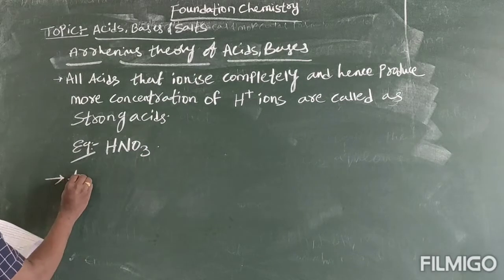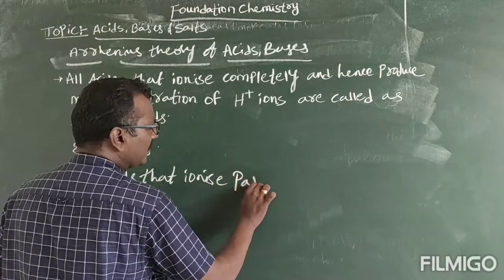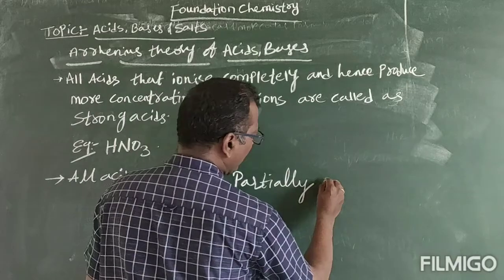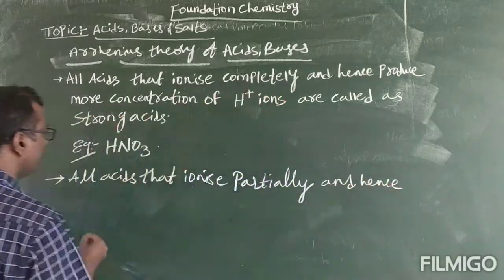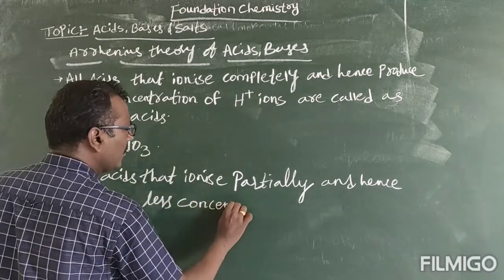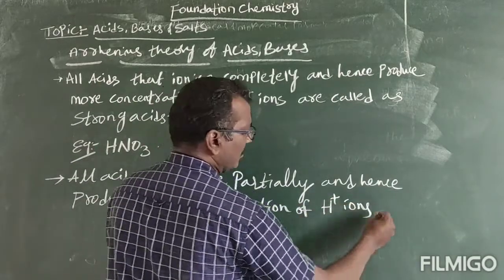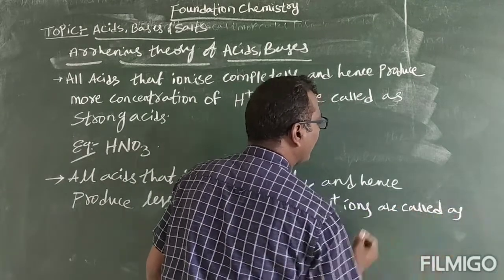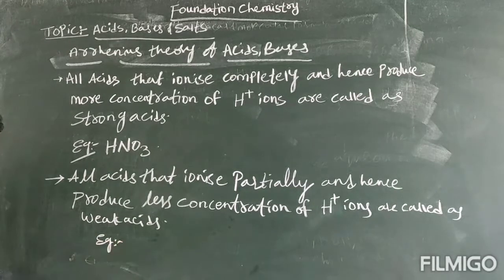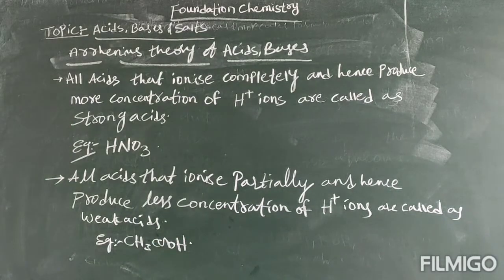And what is the weak acid? All acids that ionize partially and hence produce less concentration of H plus ions are called as weak acids. Example, CH3COOH.